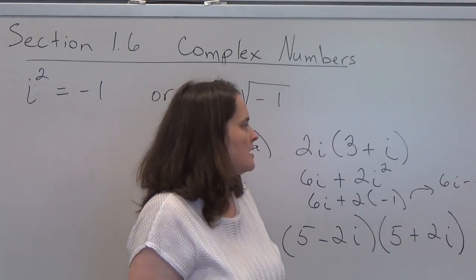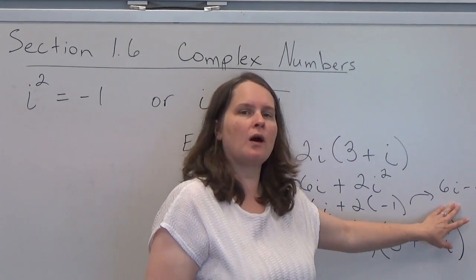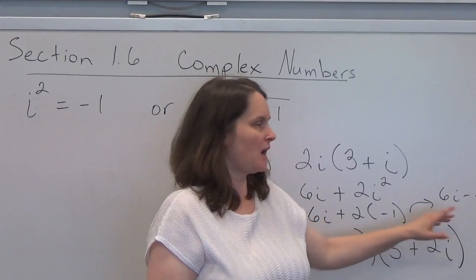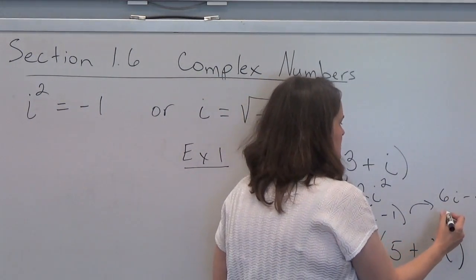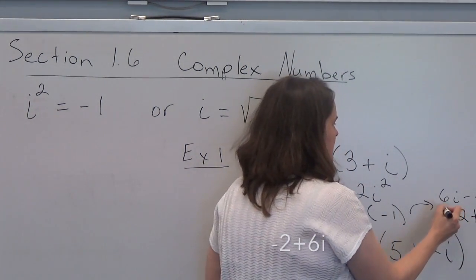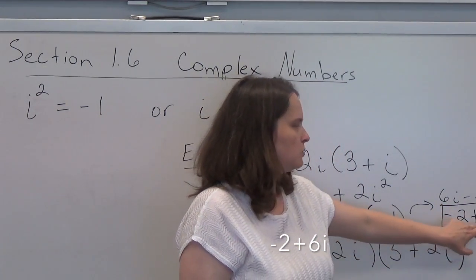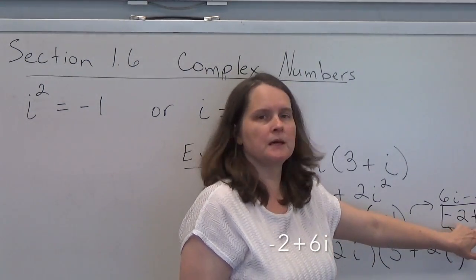All right. Is this technically a plus bi form? Well, not quite. We're going to be asked to specifically write these in the a plus bi form. So let's go ahead and rearrange this. This is going to be negative 2 plus 6i. So writing it in a plus bi form, we see that a is negative 2, so that's the real part, and our imaginary part is our b, which is 6.